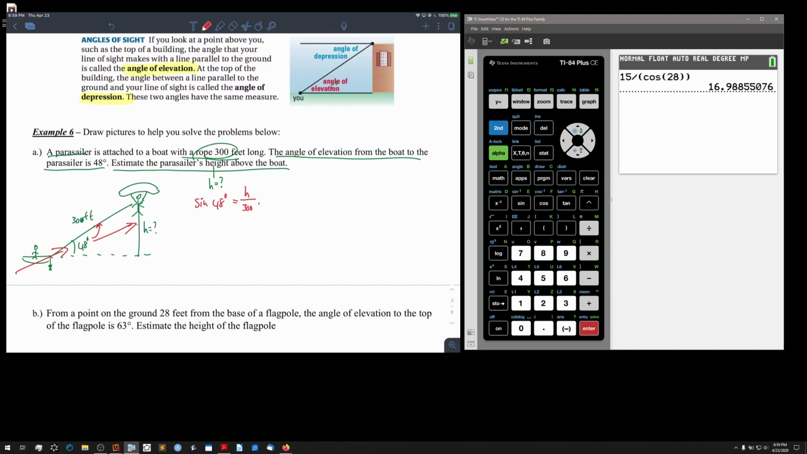Okay, so the question is, how high is the person? So 300 feet times sine of 48 degrees would be h. Okay, so that means h is approximately, and on your calculator you can just type that in, 300 times sine of 48. Oh, that did not work. What did I type wrong? Sine of 48. Okay, enter.